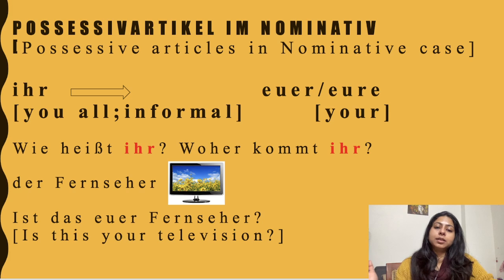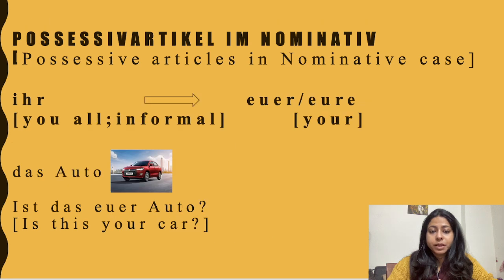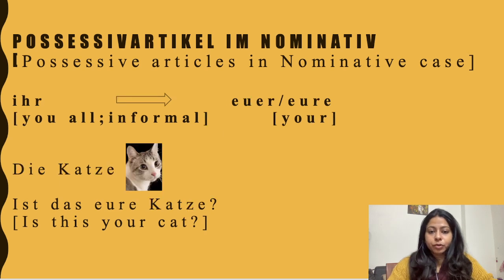Now the second person plural is ihr, which means you all in an informal setup, and the possessive pronoun is euer or eure. Wie heißt ihr? Woher kommt ihr? So, der Fernseher, masculine: is das euer Fernseher? Is this your television? With neutrum: is das euer Auto? So it hasn't taken any ending as such. With masculine and neutrum, it would be euer. But with feminine, it would become eure.